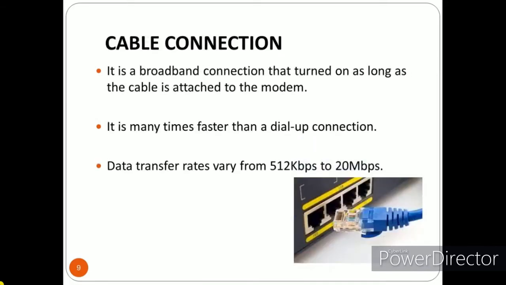Next is cable connection. As the name suggests, you can see in the image also, yes, a cable is connected to your device. So here is your cable attached to your system. So cable connection requires a cable. It is a broadband connection that stays on as long as the cable is attached to your modem. It is many times faster than a dial-up connection, which we learned before. So this is the advantage: cable connection is many times faster than a dial-up connection. Next, the data transfer rate varies from 500 kbps to 20 Mbps.